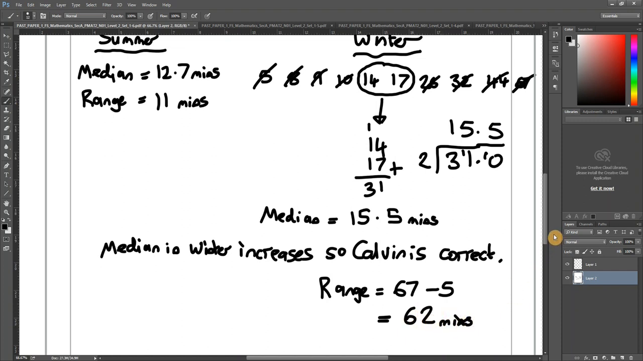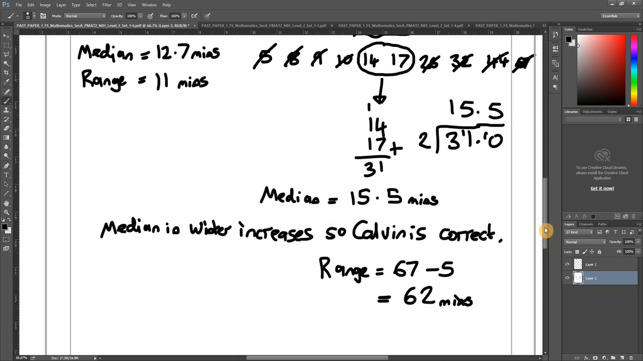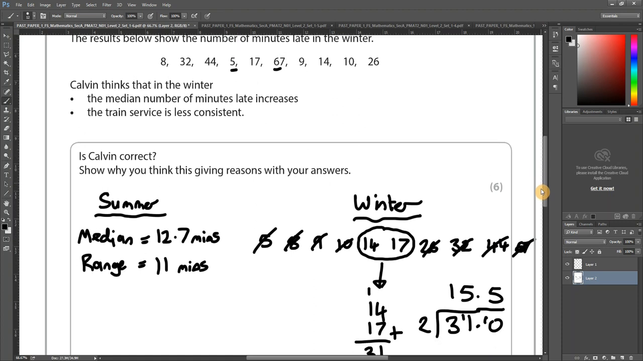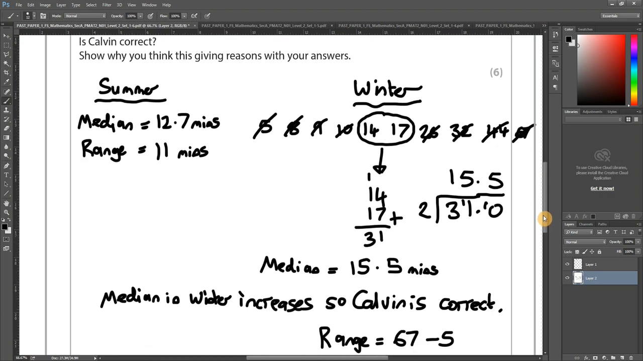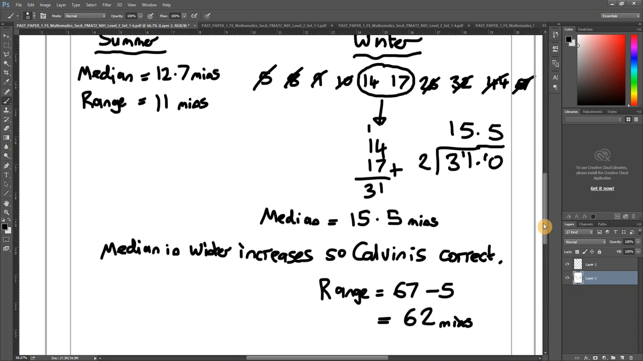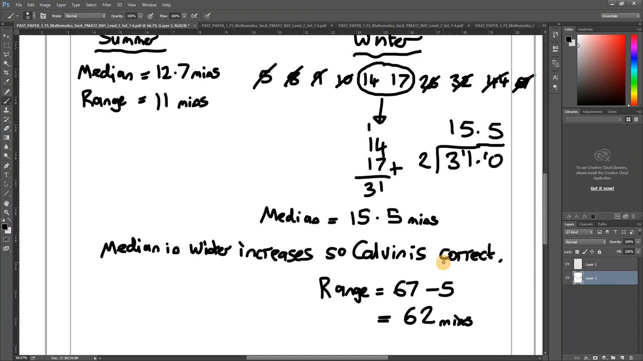Yeah, so what this means is, when they're talking about which one is less consistent, which one is more consistent, basically, think of range as the spread of the data. So can you see that we had a very large range for the winter? The largest one was 67 and the smallest one was 5, and you got all the other numbers in between. So that's a very large range. That means the data is more spread out. So therefore, if the data is more spread out, that is going to be less consistent.